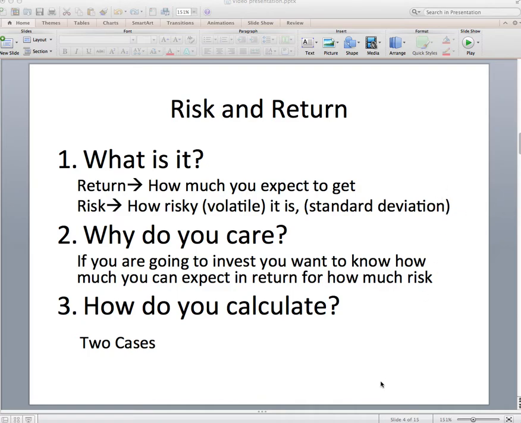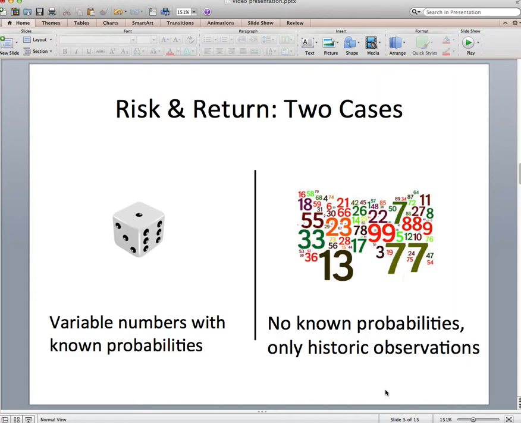We're going to go through how to calculate return and risk under two different types of cases. These two cases are, one on the left here, where there are variable numbers with known probabilities. Throwing dice is an example of this. When you throw a die, you know there's a probability of 1/6 of getting a 1 and 1/6 of getting a 3. Those are given. Now that's different than a case where there are no known probabilities, only historic observations.